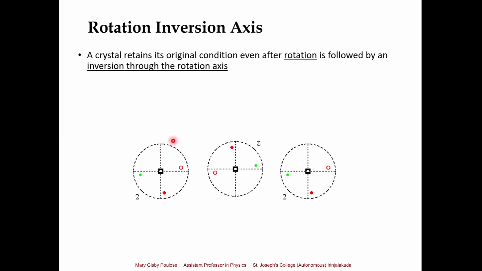So let us assume the crystal has a structure. All these numbers and these colored points are within that structure. And let us rotate this structure by 180 degrees. Then we get this structure, and the axis of rotation is at this point. Again, if we invert the structure through this point, we will get this structure, and it is similar to the first one. Hence, the structure possesses a rotation inversion axis. Crystals possess 1, 2, 3, 4, and 6-fold rotation inversion axes.